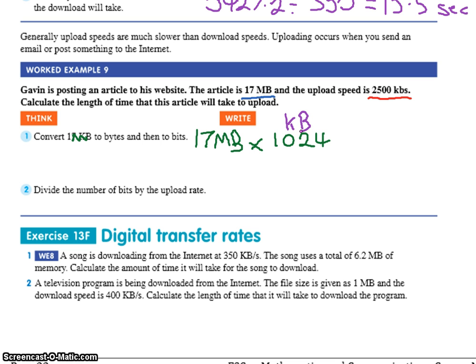That's right. If we times it by 1024, we're getting from megabytes to kilobytes. Then what do we need to do? Yeah, we've got to do it by another 1024.